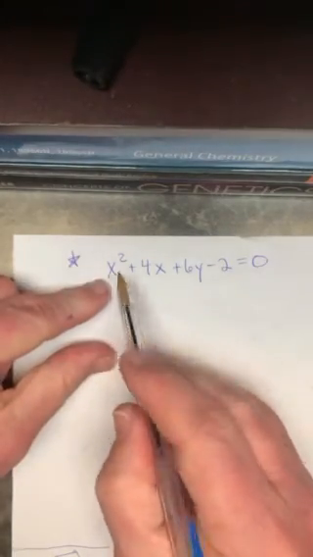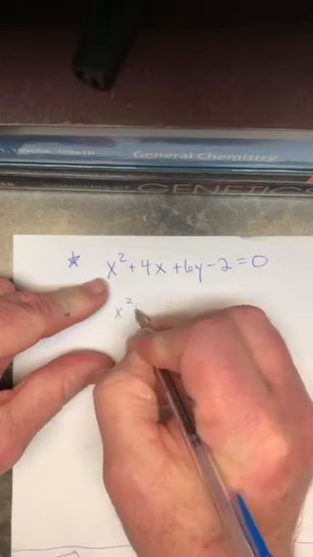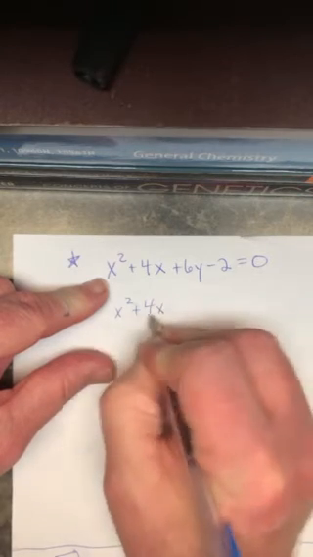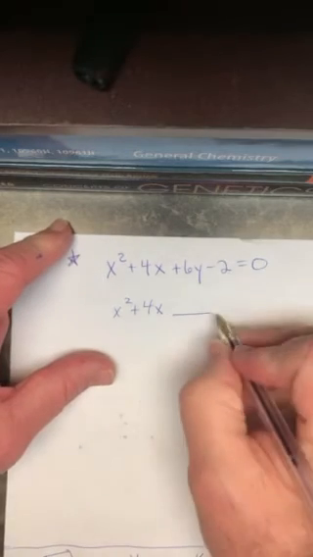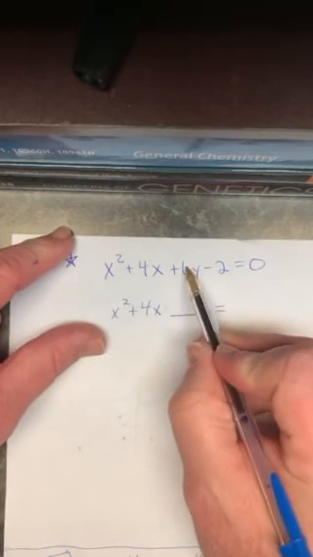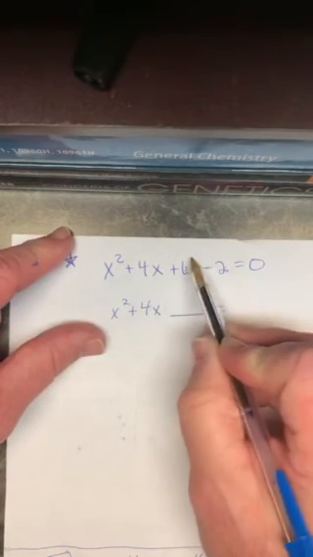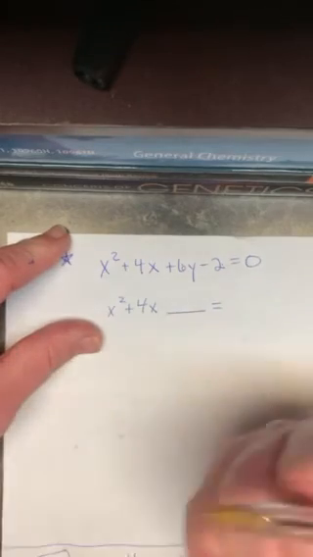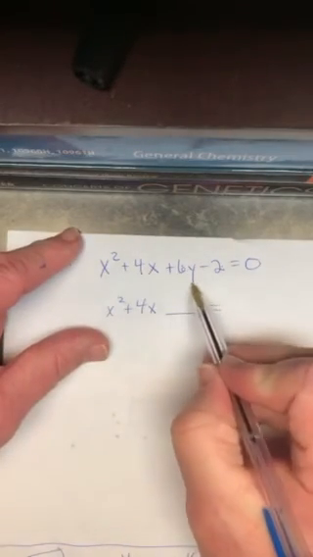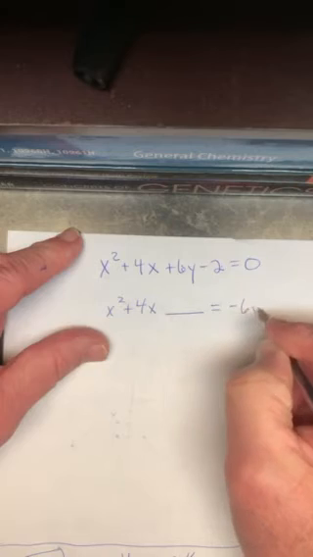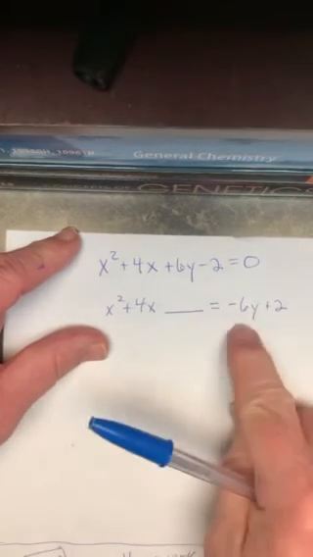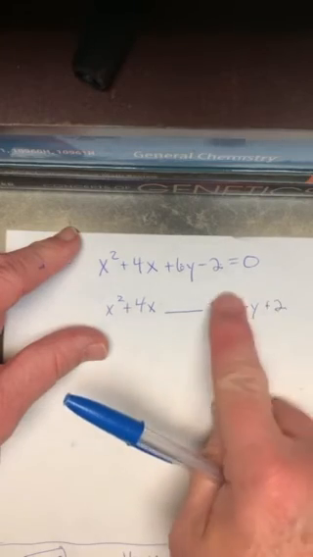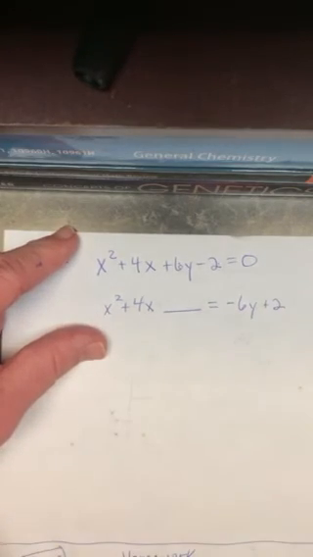So do you agree that the x squared plus the 4x, that family, is the only thing I want to isolate on the left? And I'm going to take the 6y and the minus 2 and shove them over to the other side. I'm going to subtract over the 6y, and I'm going to add over the 2. They get moved to the right because there's no squared values for either.